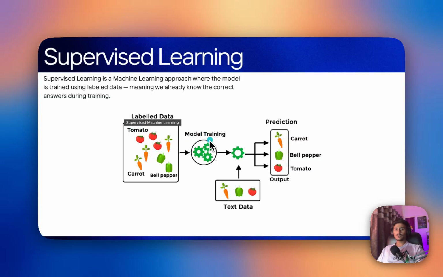Once the model is trained, we give it new data. So if I introduce new data to this particular model, it can still predict whether it's a carrot, a bell pepper, or a tomato. The model then predicts the correct label based on the learned earlier data. This is the essence of supervised learning, training with the labeled data so that the model can make predictions on a new output.